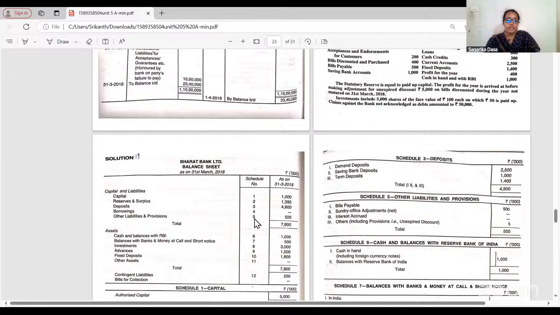From schedule 1 to 5 it is liabilities. From 6 to 11 it is assets. 12 is the post balance sheet value which we have to show, but we are not going to add it to any of the assets or liabilities figures. Now schedule 1 is your capital, 2 is reserves and surplus.